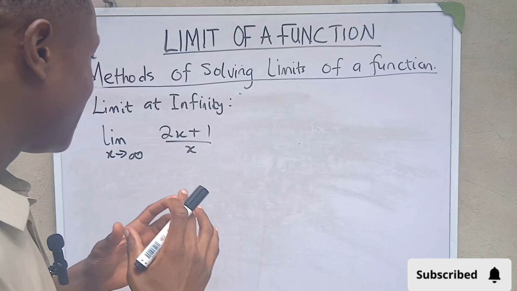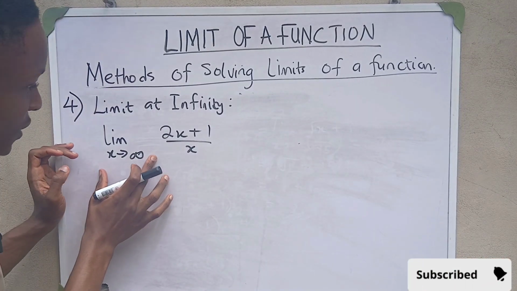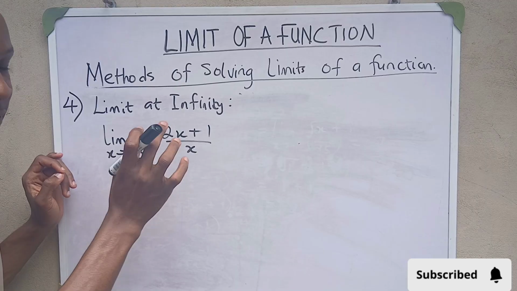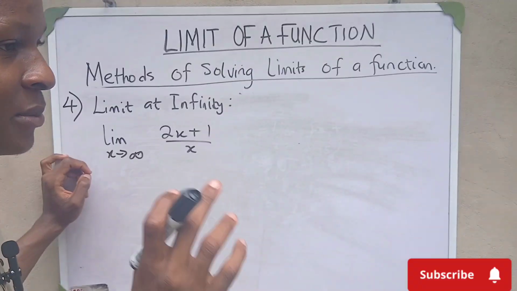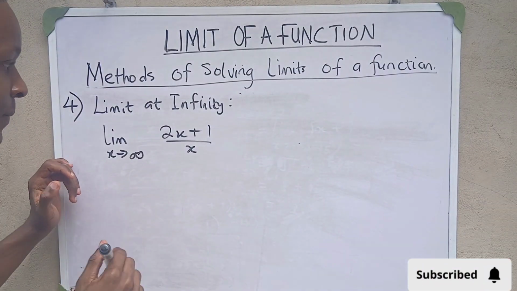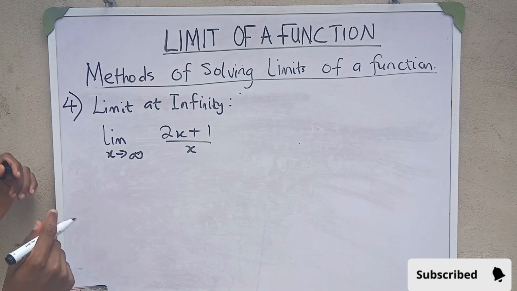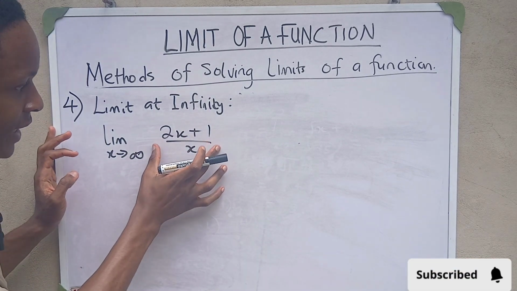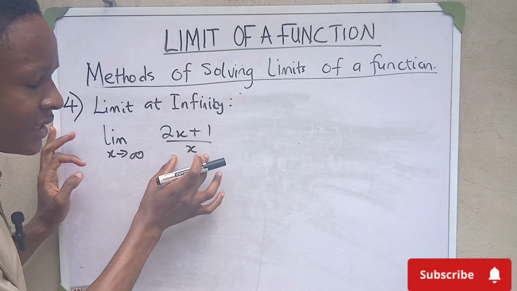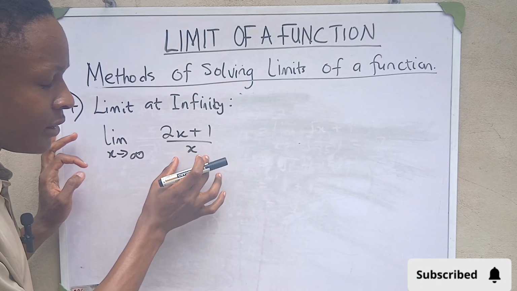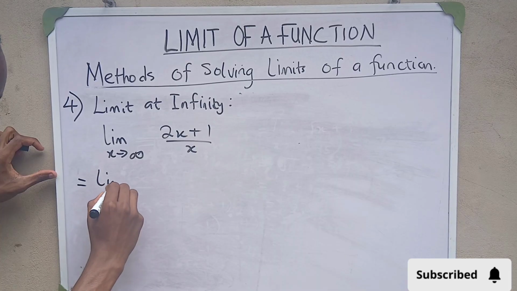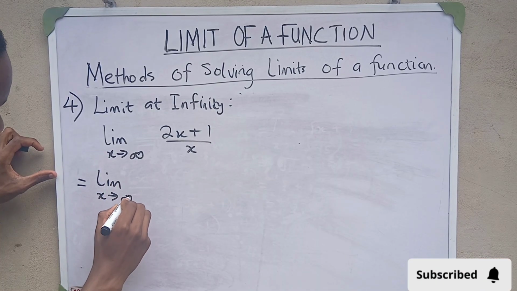In a case where x is approaching infinity, that is when we use the limit of a function at infinity. So when solving the limit of a function at infinity, what we have to do is divide everything by the highest power of x in the denominator. So we divide everything by x. So we have x approaching infinity.